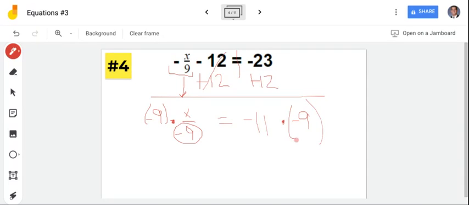As you can see, I'm using a dot for multiplication. On the left side, you have negative 9 over negative 9. That's 1 times x, which is simply x. And so x is negative 11 times negative 9. Same signs, not add, because I'm not adding, I'm multiplying. So same signs, positive. 11 times 9 is 99. So I should get x equals 99. Circle final answer.